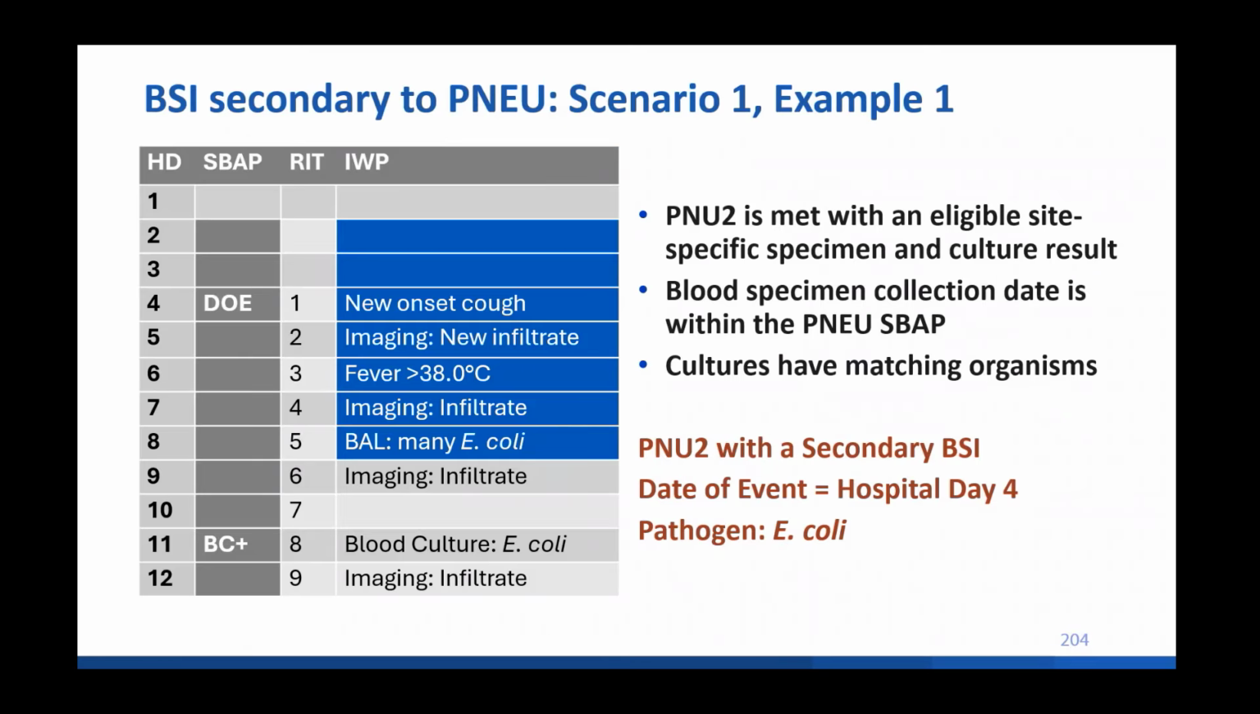And we'll start by applying secondary BSI scenario 1 for matching pathogens. In this example, Pneumonia 2 is met with a bronchoalveolar lavage culture identifying many E. coli. And remember that many is an acceptable semi-quantitative culture result for meeting Pneumonia 2. Additionally, there is a blood specimen collected in the secondary BSI attribution period with a matching organism to the site-specific specimen used to meet Pneumonia 2. And the BSI can be assigned as a secondary BSI to the Pneumonia 2 event.